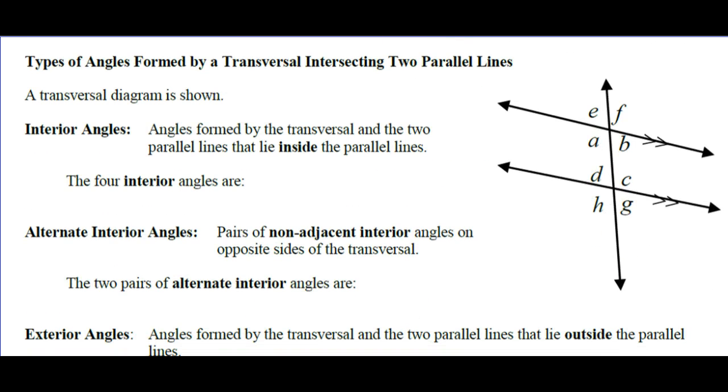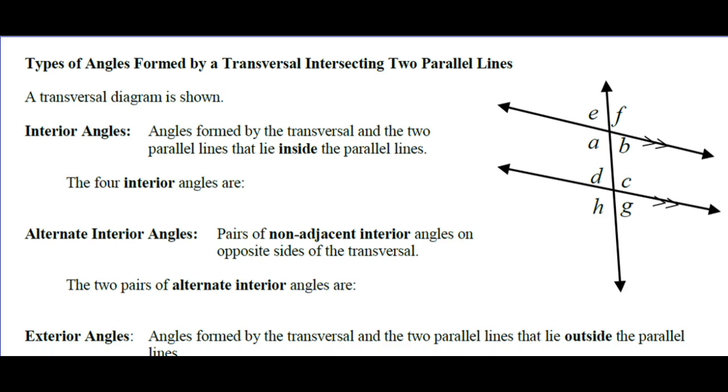Types of angles formed by a transversal intersecting. So there, this has two. You can put one, you can put two, you can put three, but that's the indication. So a transversal diagram is shown. Interior angles: angles formed by the transversal and the two parallel lines that lie inside the parallel lines. So there are 4 of them. What are they called?